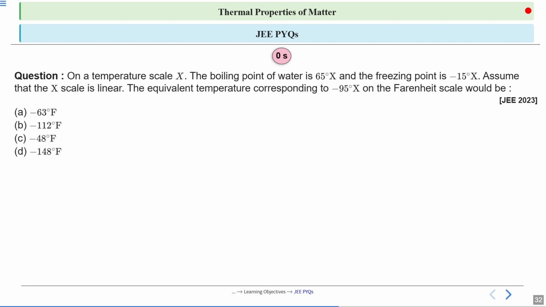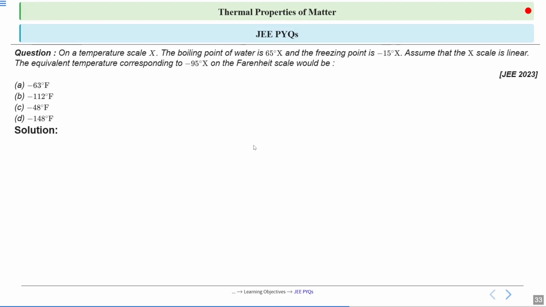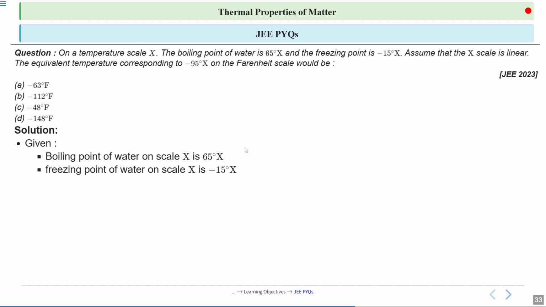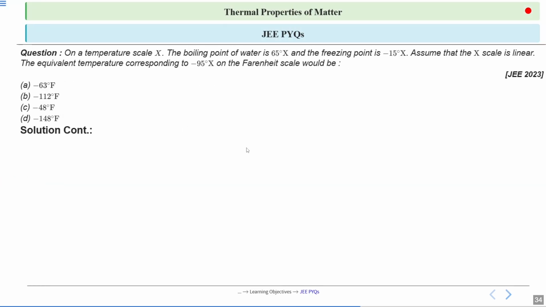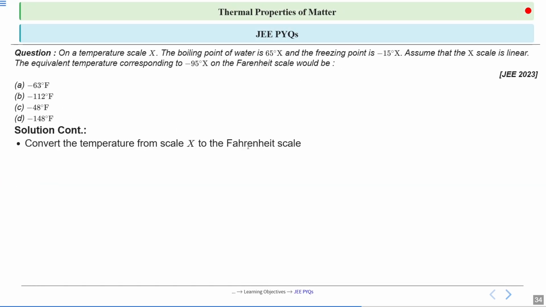Let's see the solution of this question. Given: the boiling point of water on scale X is 65 degrees X and the freezing point of water on scale X is minus 15 degrees X. Convert the temperature from scale X to the Fahrenheit scale.